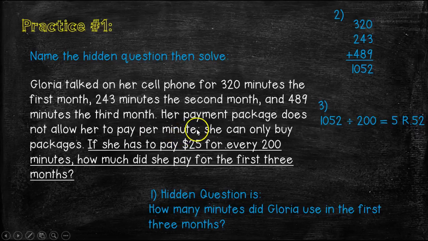Again, it says her package does not allow her to pay per minute. So does she have to buy 5 packages or 6 packages? You're right, she has to buy 6 packages. We have to round up because she can't buy a remainder of 52 of a package. So our next problem is going to be multiplying those 6 packages by $25 each. So our answer is $150. That's how much she had to pay for the first 3 months.